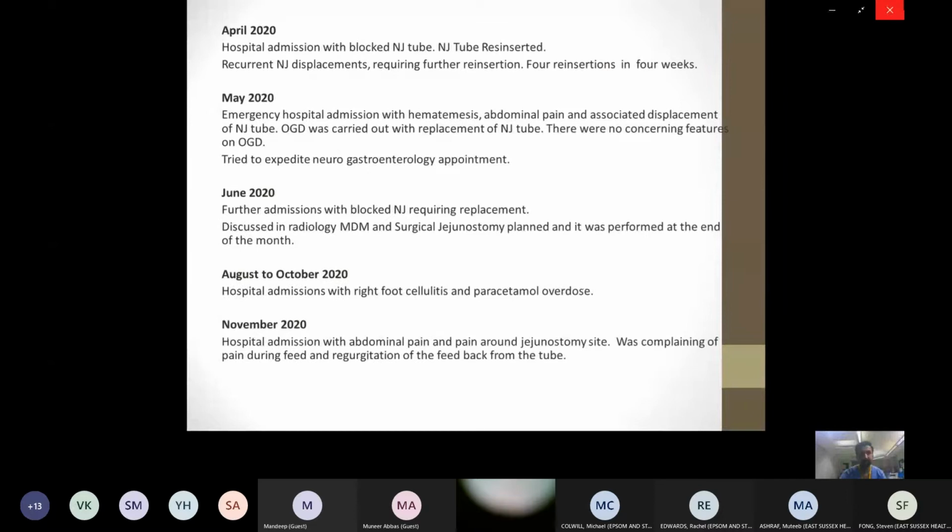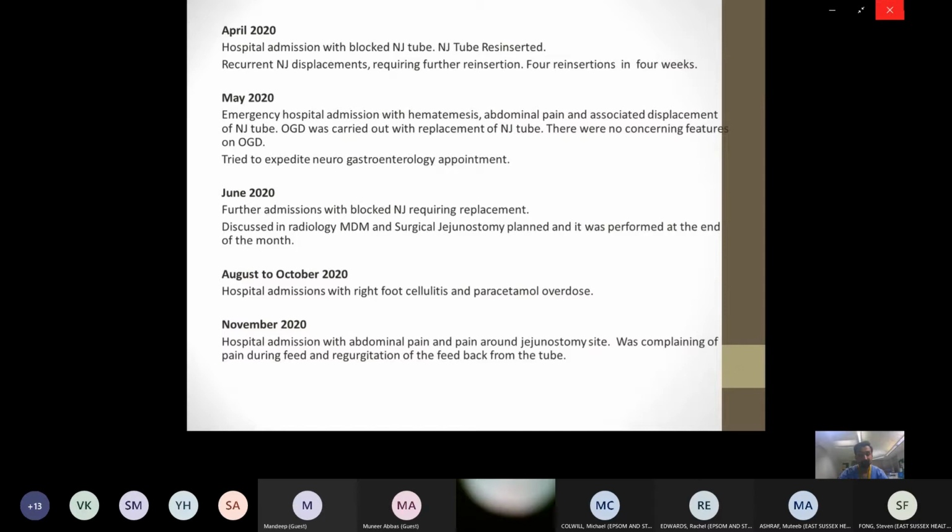Unfortunately, she presented again in April with a blocked NG tube that needed reinsertion. There were 4 reinsertions in 4 weeks. Then in May 2020, she was admitted to the hospital with abdominal pain and associated displacement of the NG tube. Gastroscopy was carried out with replacement of the NG tube. There were no concerning features on OGD. We tried to expedite the neurogastroenterology appointment, but it wasn't successful, secondary to the COVID situation.